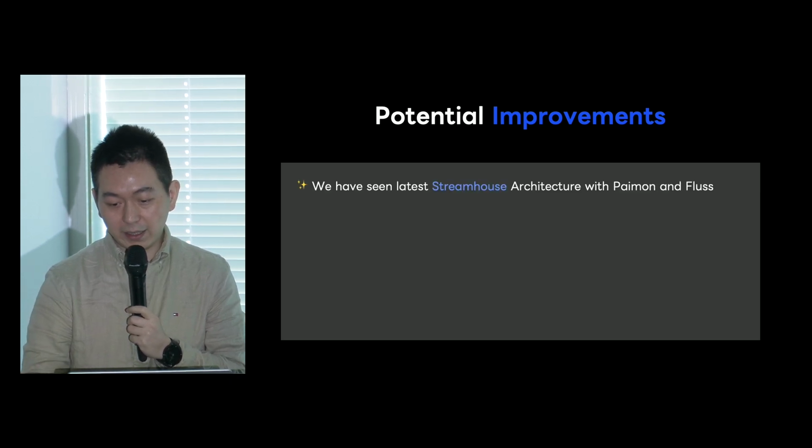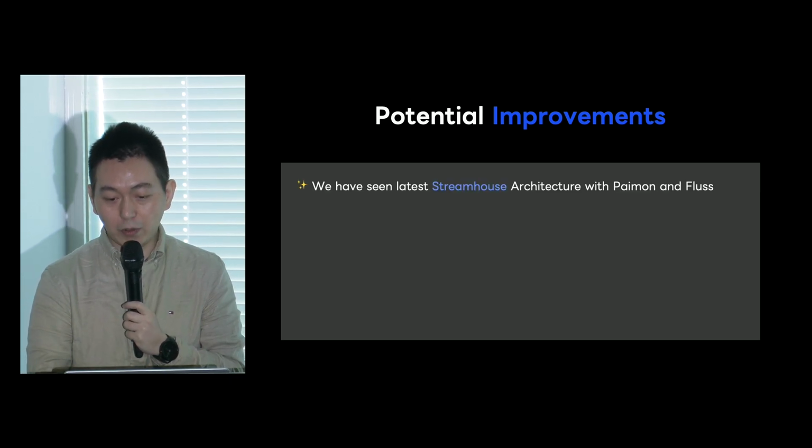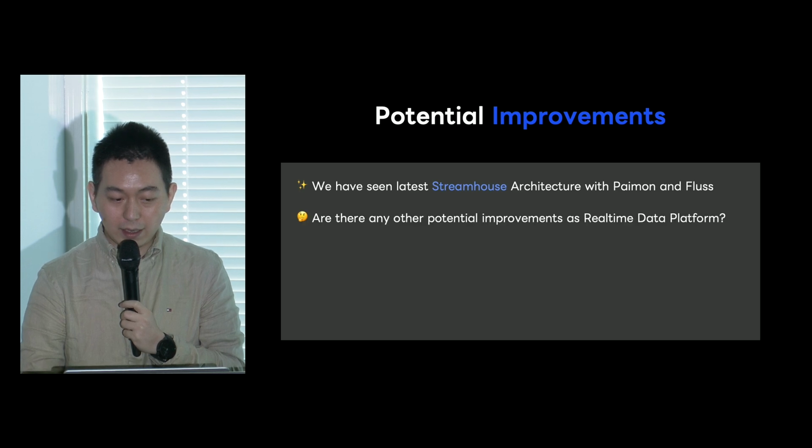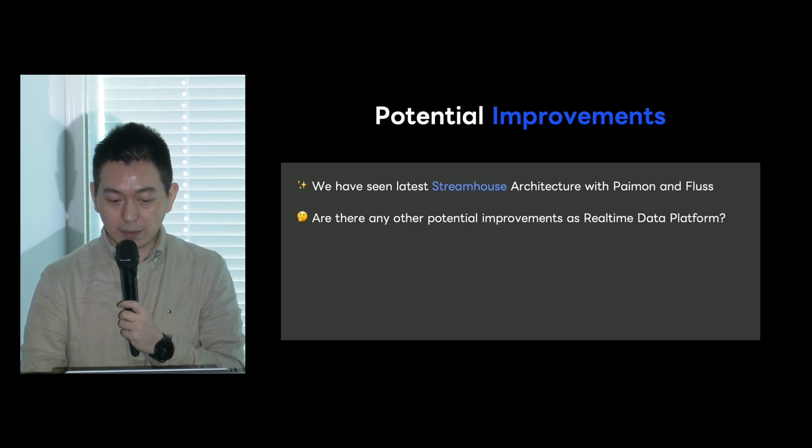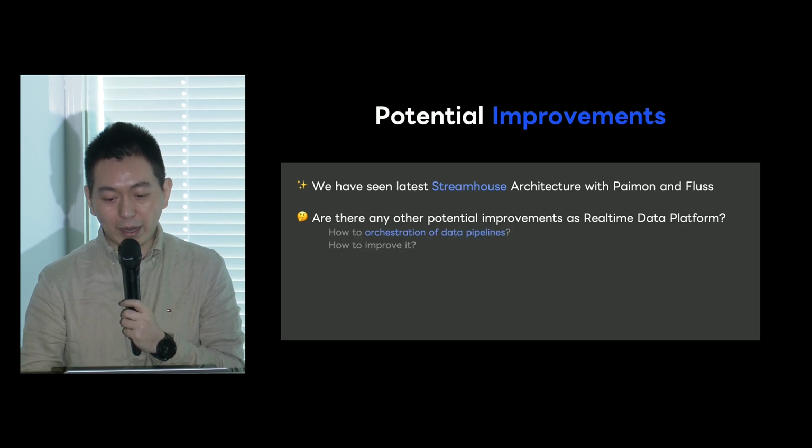Now we have seen the latest Streamhouse architecture with Paimon and Flink. Are there any other potential improvements as a real-time data platform? Let's imagine how we might orchestrate data pipelines.